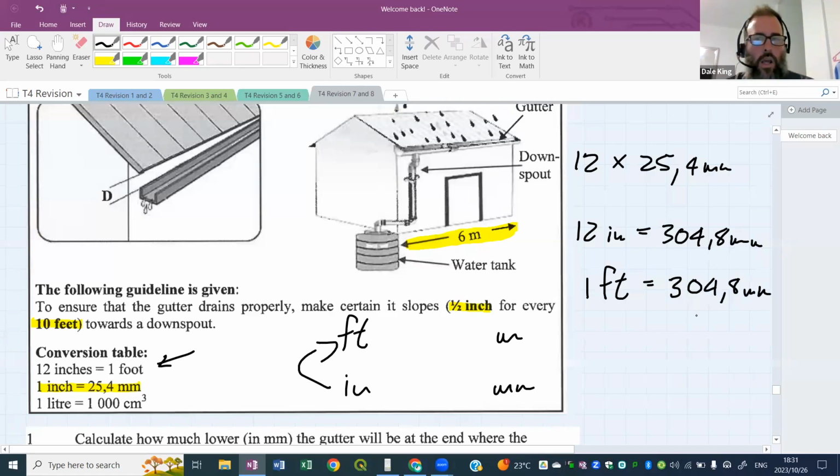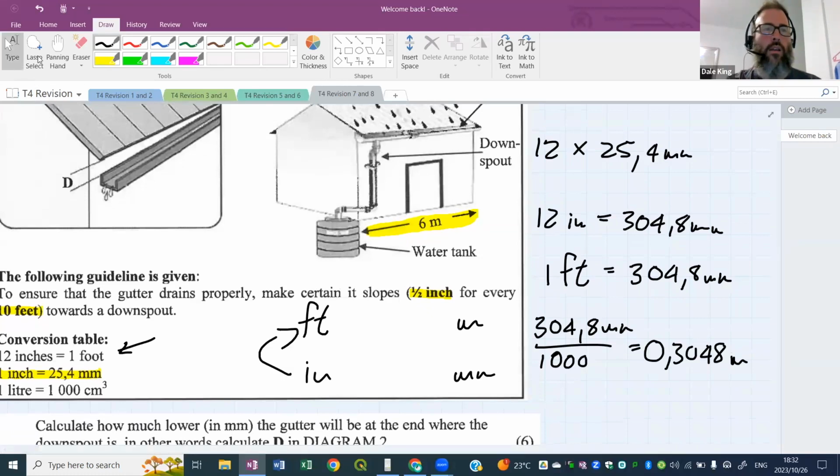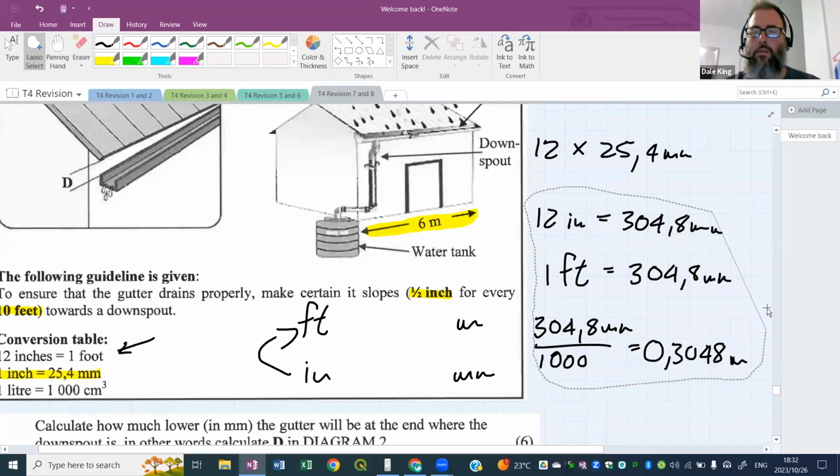But I need meters, don't I? That's fine. I know how to convert millimeters into meters. You guys know to change millimeters into meters, you divide by 1,000. This is going to give me 0,3048 meters. Isn't it? Yes. All right, that's not too bad. Okay, just going to move all this up and create some more space.